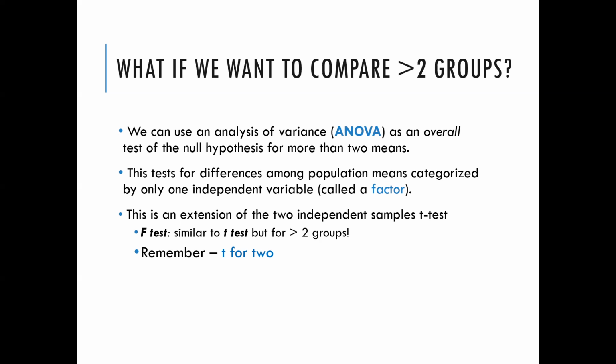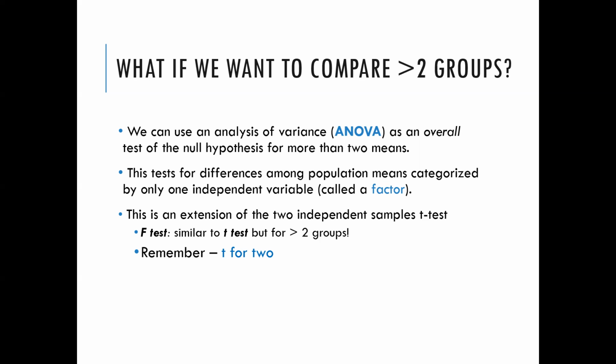So now, what if we want to compare more than two groups? If we find ourselves in a situation like this, we can use an analysis of variance as an overall test of the null hypothesis for more than two means. And what this does is it tests for differences among population means categorized by only one independent variable, and we call that variable a factor. And this is just an extension of the two independent samples t-test, and we call it an f-test.